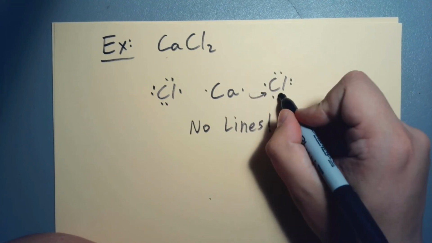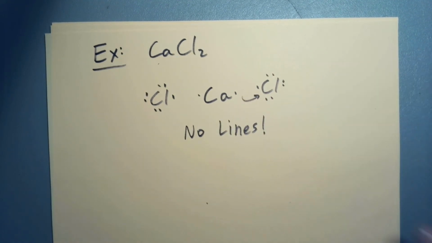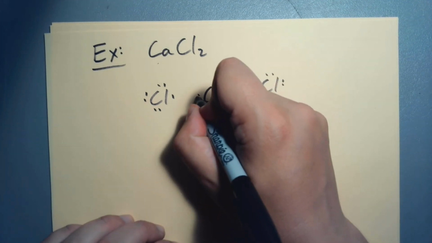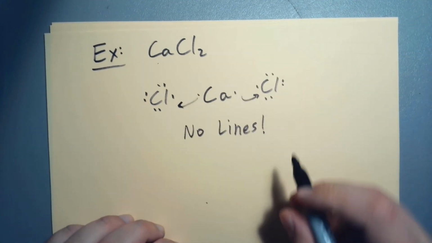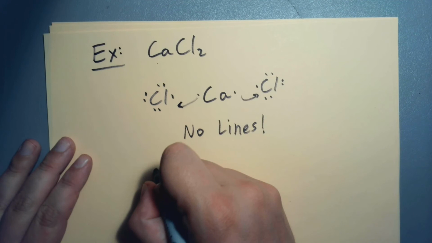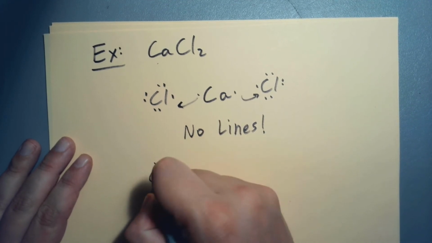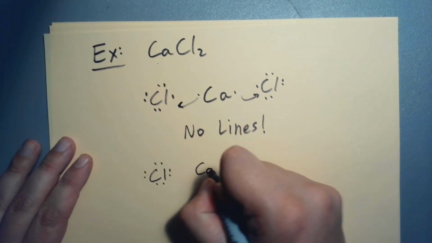So what do we do? Well, chlorine needs 1 electron, right? It has 7 valence electrons. It wants 8. So we're just going to move 1 electron to each chlorine. Now they are going to have 8. Calcium will have none.